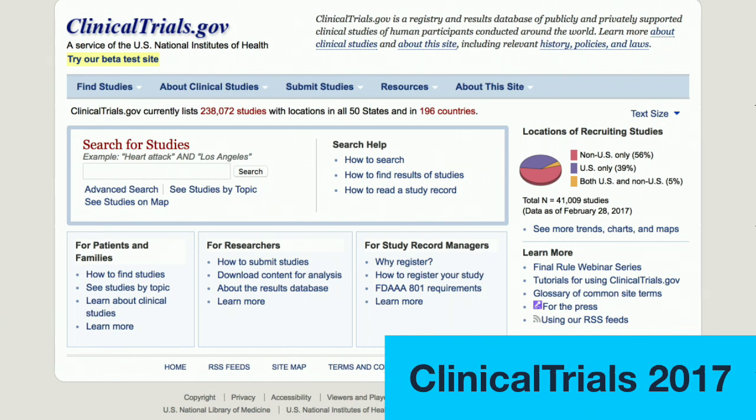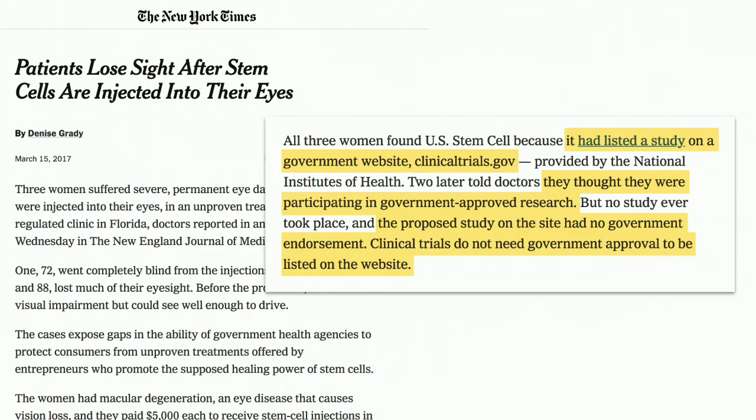And so this is clinicaltrials.gov, what it looked like in 2017. 17 years later, the design certainly improved, but there are still some critical design flaws with it. And one of the biggest design flaws of clinicaltrials.gov was written about in the New York Times, March 2017, where 3 women either went blind or permanently lost a majority of their eyesight because they found a study on clinicaltrials.gov incorrectly assuming that it was safe, government-approved, government-sanctioned research.